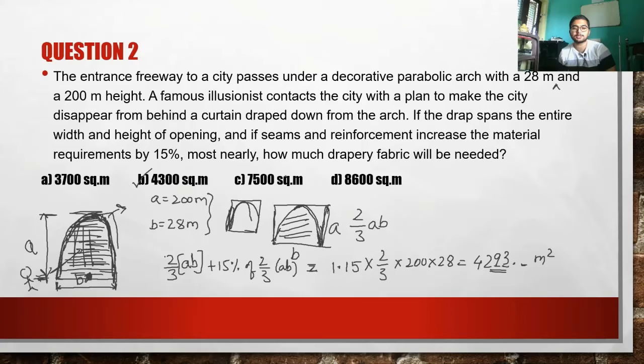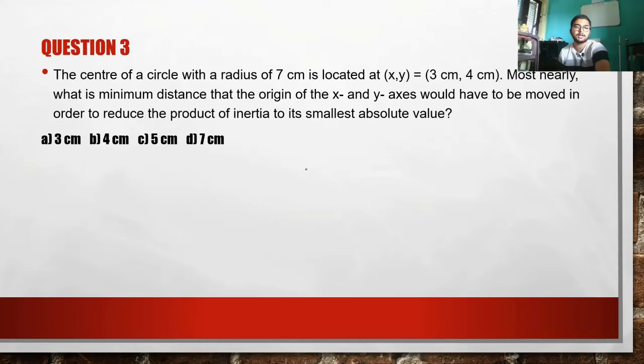So coming to the next one, question number 3. So there he says the center of a circle with a radius of 7 cm is located at x comma y, 3 cm comma 4 cm. Say this is the x and y axis. Now it says, let's say this is 3 and this is 4.